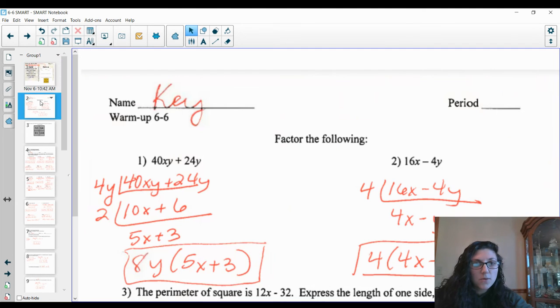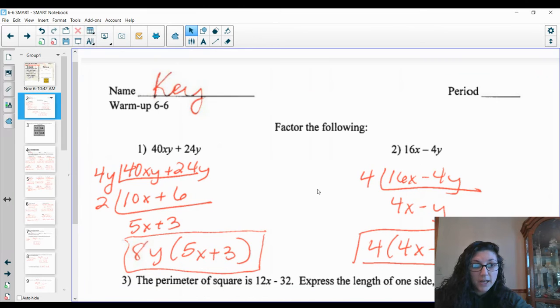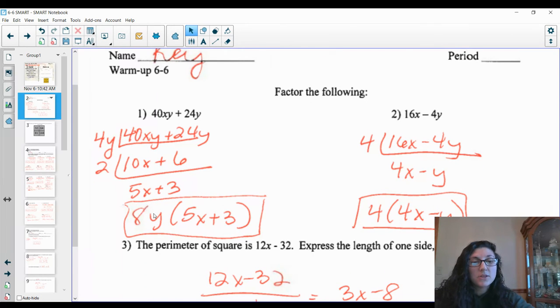All right, so first up, that warm-up, you had to factor the following. Notice this is the ladder method. Again, like I said yesterday, if your work looks different, that's okay because you can go about this in different ways. But the first one, you should have had an answer of 8y times, in parentheses, 5x plus 3. The way I chose to do it is I took out 4y and then I took out 2. You could have taken 8y out altogether. You could have started with 2, could have started with 4. You can do this in so many different ways. But if your answer matches mine, you're all good.